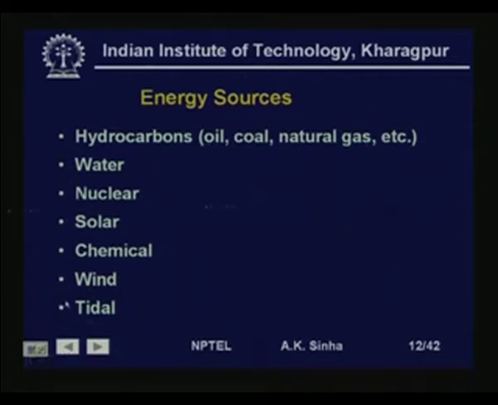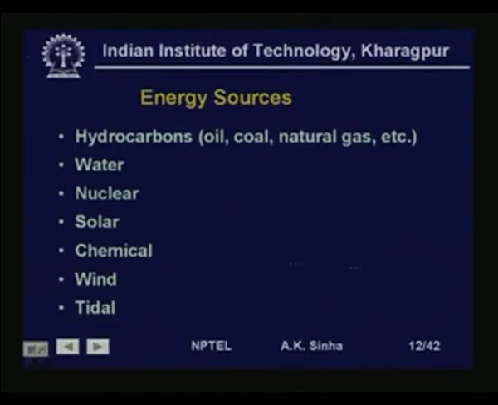Solar, wind and tidal are generally termed as renewable energy sources. So, solar energy, wind energy and tidal energy. Wind energy, of course, has become a very important aspect these days, and you might have seen many wind generators in coastal areas. India is using quite a substantial amount of its energy from wind. We will see all these things as we go on.